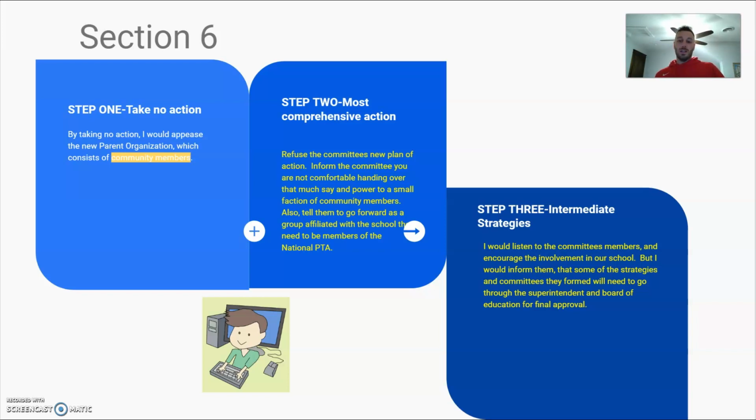Step 3, intermediate strategies. I would listen to the committee members and encourage them with their involvement with the school. So I would acknowledge that they are trying to do something positive for our school. I would inform them that some of the strategies and committees they formed would need to go through the superintendent and Board of Education for final approval.